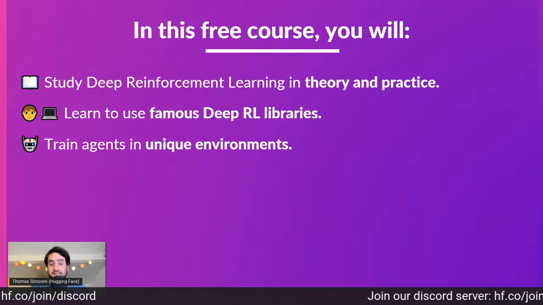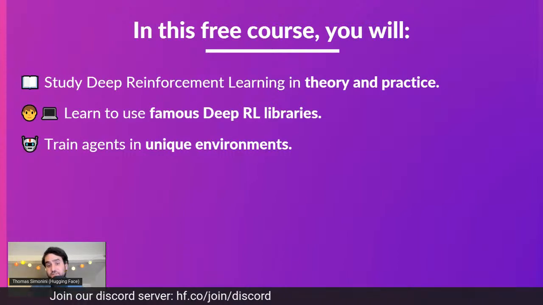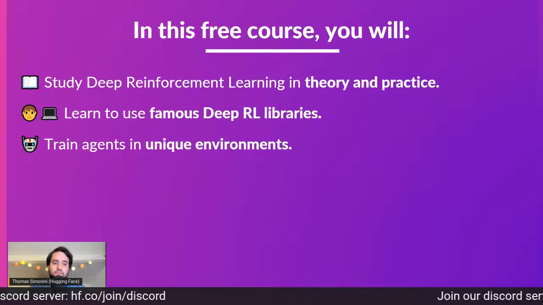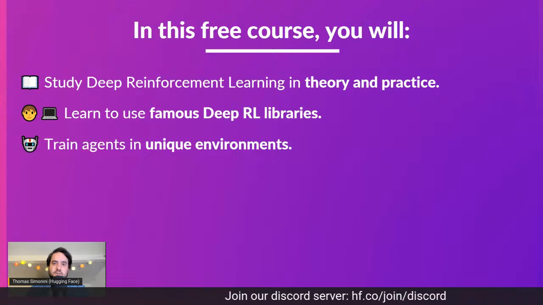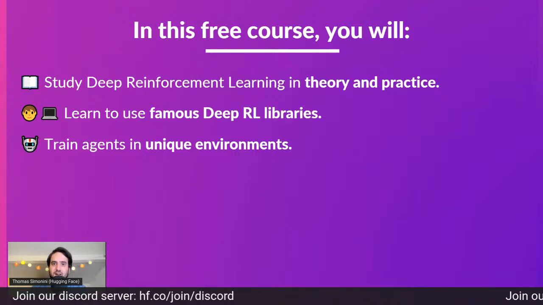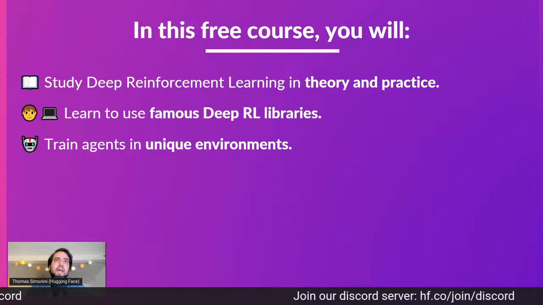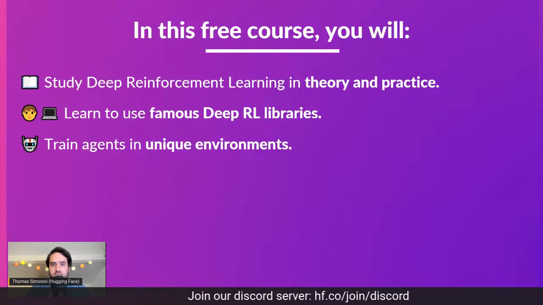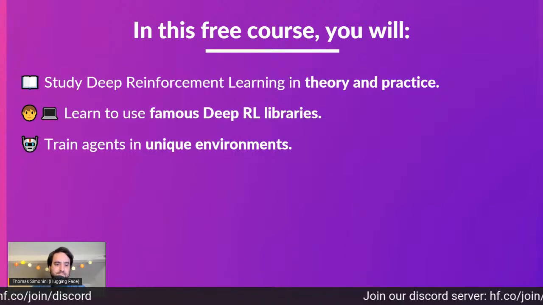Then after that, you're going to train agents in unique environments. Unique environments means we created some funny environments, such as, for instance, Huggy, but there are other environments you're going to train your agent on. For instance, MineRL, which is a Minecraft environment, VizDoom, which is an open source Doom version. Doom is a very famous first-person shooter. But also ML-Agents environments, which are environments created with Unity, which is a game engine. You're going to learn about that in Unit 5.